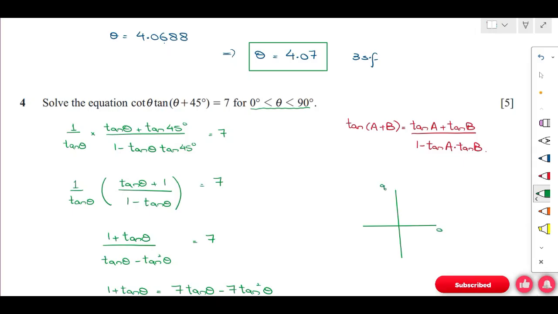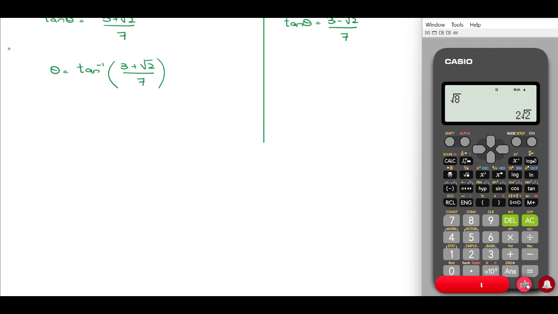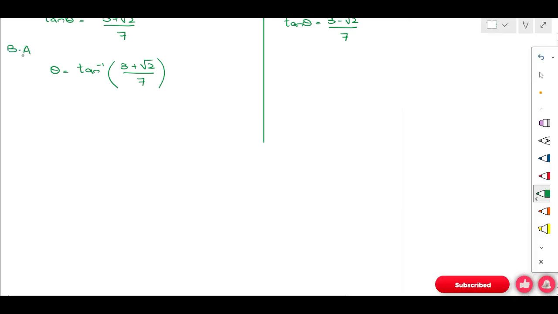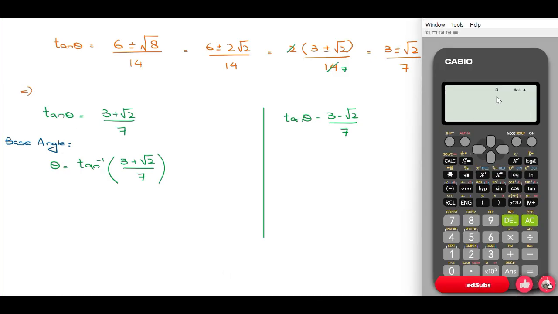This is 0 and this is 90 degrees, and in the first quadrant all trigonometric ratios are positive, right? And this theta is always equal to your base angle. So we are just dealing with the first quadrant in this question. We are just finding the base angles here. Let me find the base angle here. Theta is tangent inverse of this thing, right?